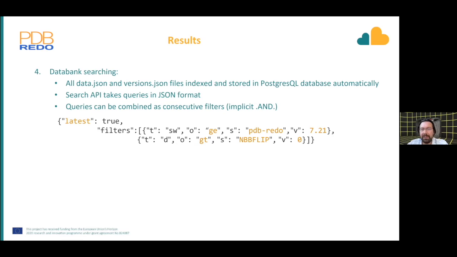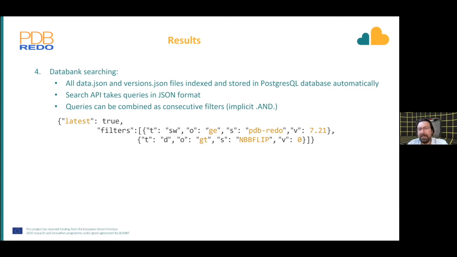So here's an example. Let's say I want to do machine learning on protein structures that have or need peptide flips. So in this query, we take only the latest PDB-REDO entries, and we do filters on more modern PDB-REDO versions, so greater than or equal to version 7.21. And we take all the entries that have at least one peptide flip.